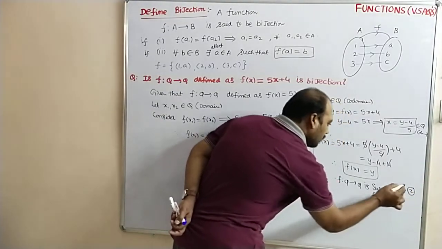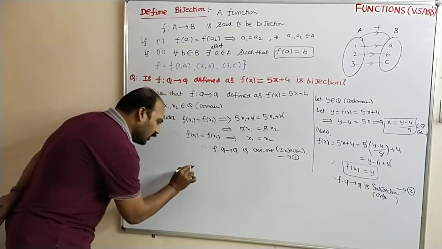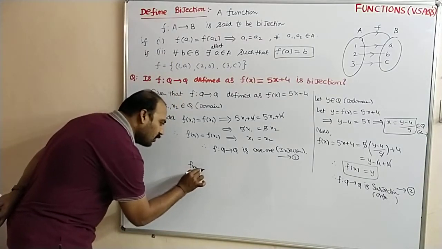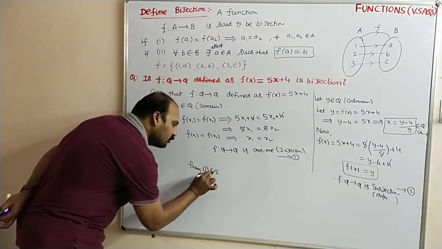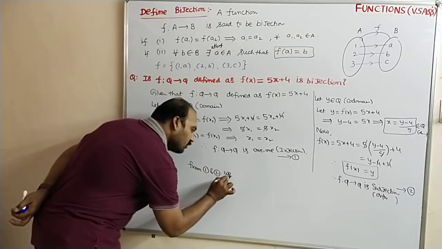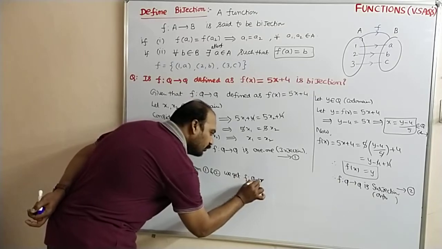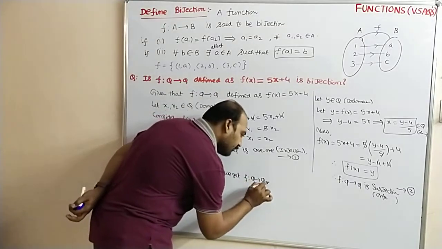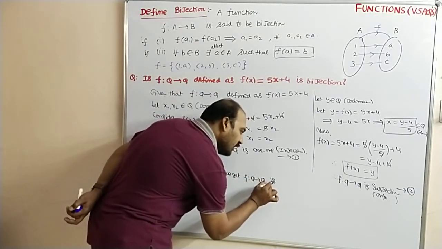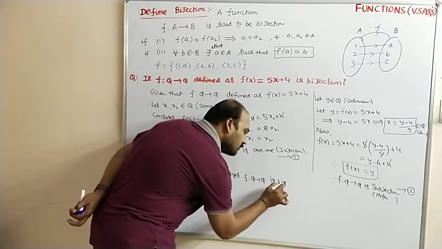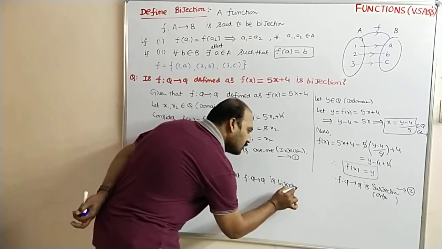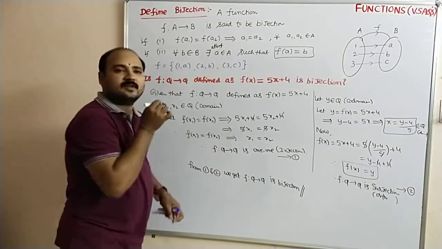Equation number 2. From 1 and 2, we conclude that from 1 and 2, we get f from Q to Q is bijection. Hence the set.